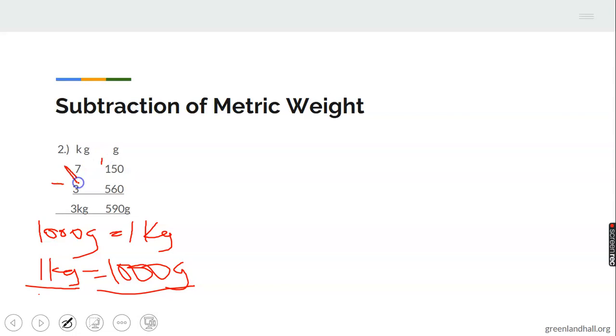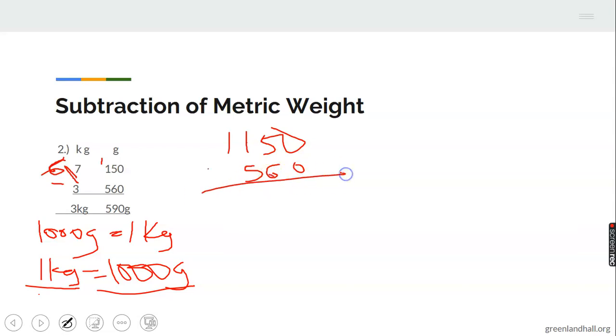So when we borrow 1 from 7, the 7 will remain what? 6. 7 will remain 6. And the 1 kilogram we have borrowed is 1,000. So that 1,000 plus the 150 we have here will give us 1,150. Is that taken? So we now take away our 560 from this number that we have here.